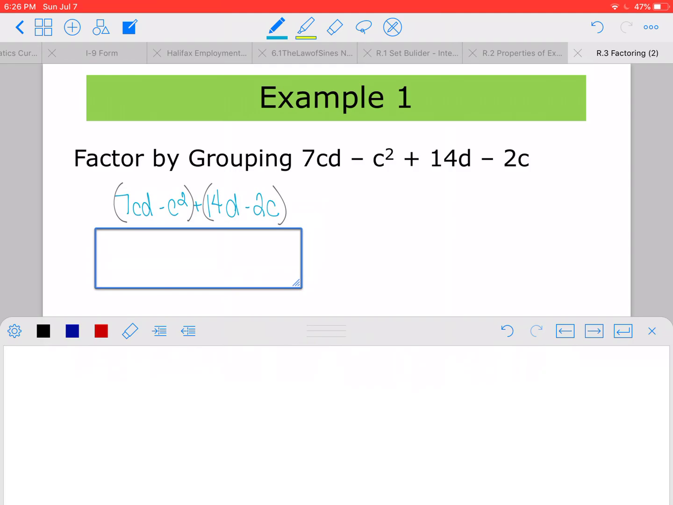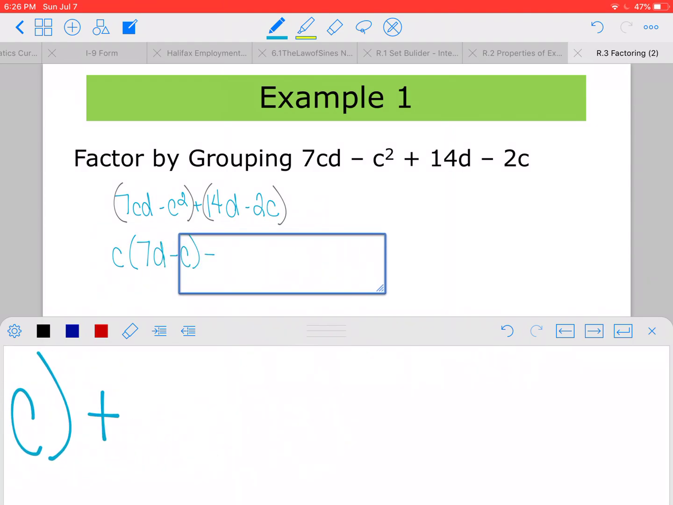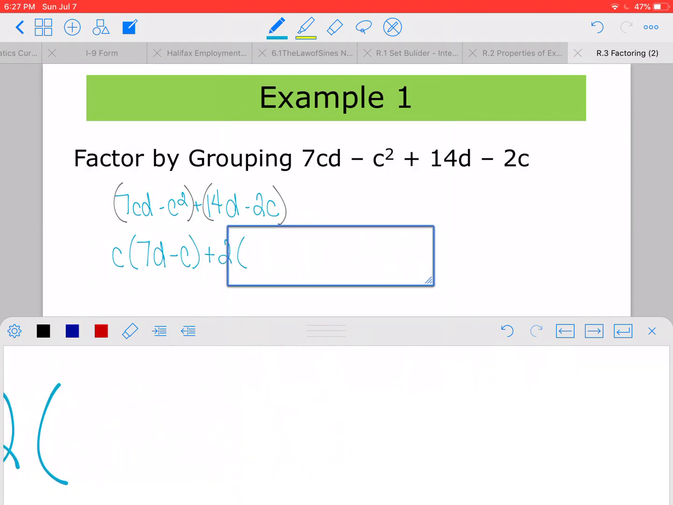So 7CD minus C squared. What will factor out? A C will. And then if we take out one C from each term, we're left with 7D minus C. What will factor out of 14D minus 2C? A 2 will factor out. So if we factor out a 2, 14D divided by 2, we're left with 7D. And 2C divided by 2, we're left with just C.